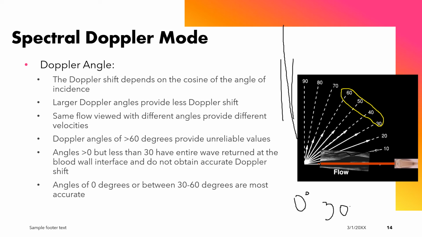allows us to get our sound wave into the vessel more efficiently than we could at 10 and 20, but not have such a significant angle that our cosines will affect our velocities, such as they would in 70, 80, and 90. So your keys to getting accurate velocities are utilizing a 0 degree or a 30 to 60 degree Doppler angle. And again, when we say Doppler angle, it means that line between the center of our range gate. Okay.